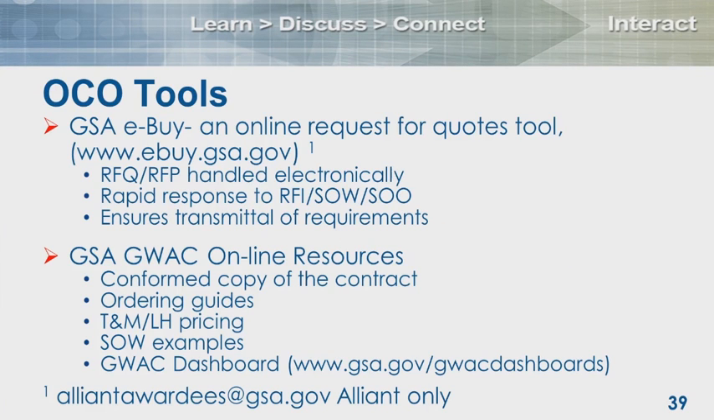Okay, tools. We have e-Buy online. That is a way for you to post your solicitation, okay? And that's one way that you can adhere to the fair opportunity requirement in our GWACs. We also have, at our website, the conformed contract, the ordering guide, as well as T&M and labor hour pricing.